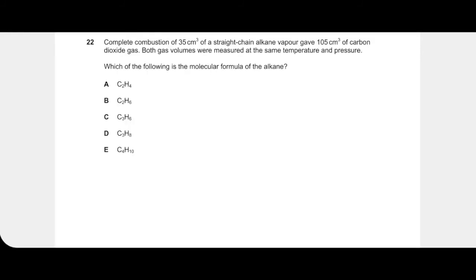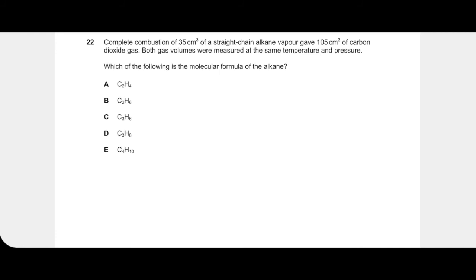Question number 22. Complete combustion of 35 centimeters cubed of straight chain alkane vapor gives 105 centimeters cubed of carbon dioxide gas. Both gas volumes were measured at the same temperature and pressure. Which of the following is the molecular formula of the alkane?